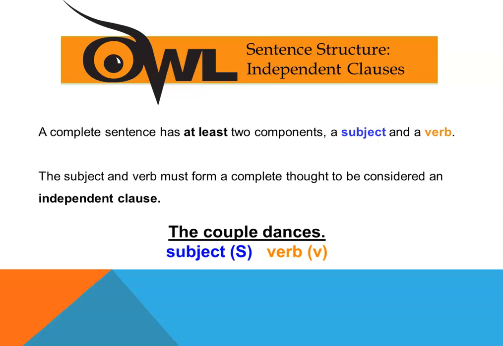So first of all, it's important to remember that a complete sentence has at least two parts, that is a subject and a verb. In order to be a sentence, a subject and a verb are both required. So the subject and verb form a complete thought, and that is called an independent clause. Important to know that. So a complete sentence contains a subject and a verb, and it's also known as an independent clause. So here we have an example of an independent clause, the couple dances. If we just said the couple or dances, it would not be a complete thought. In one instance we'd be missing a verb, the other a subject, so both are required to make a complete thought.